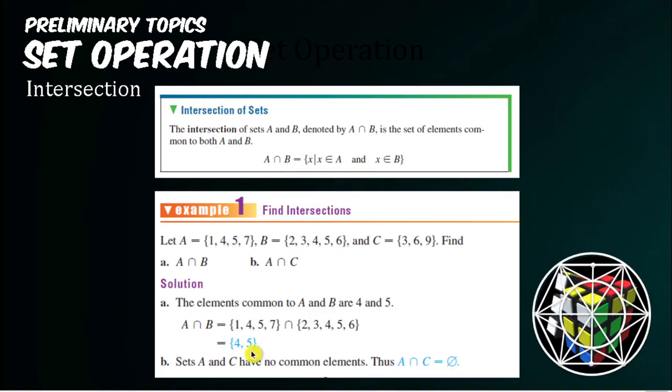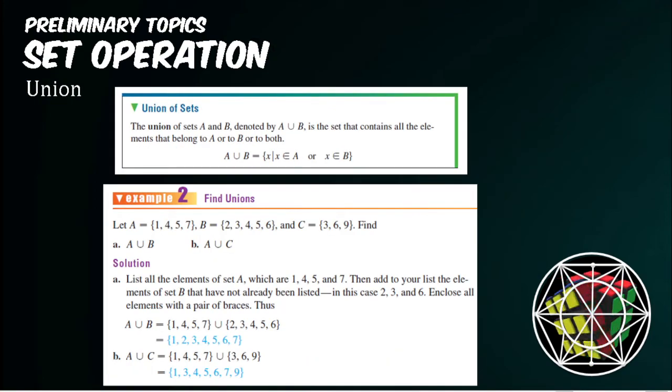We have an example here. So, A is this set and B is this set. If we're going to take their intersection, we simply take what is common to both of the sets. So, that's the elements 4 and 5. That's why the answer is the set containing 4 and 5. Set A and C have no common elements. That's why we write A intersection C equal to the null set, because wala nga namang common dyan. 1, 4, 5, 7 at saka 3, 6, 9. That's set intersection of two sets.